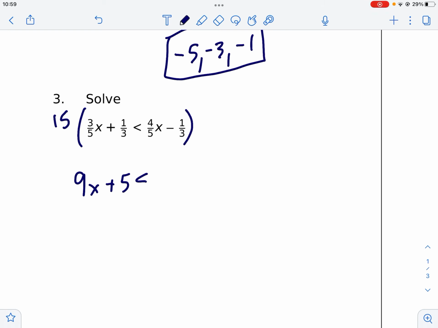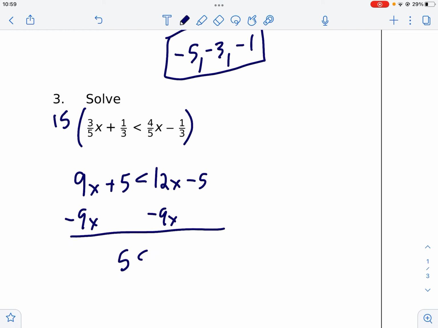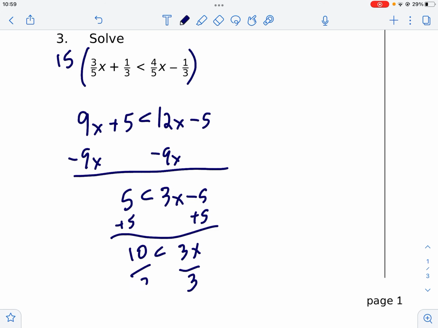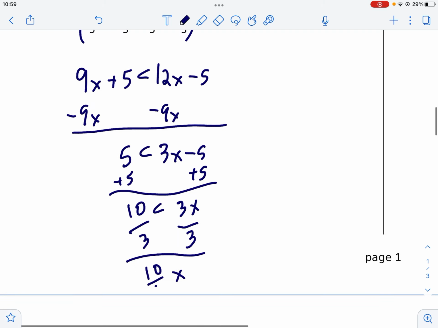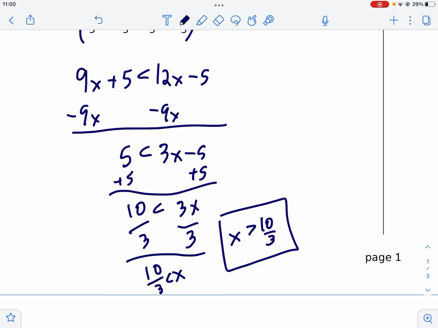15 times 4/5 x gives us 12x. And 15 times 1/3 gives us, again, -5. From there, we can solve this inequality, resulting in -10/3 is less than x, or x is greater than 10/3.